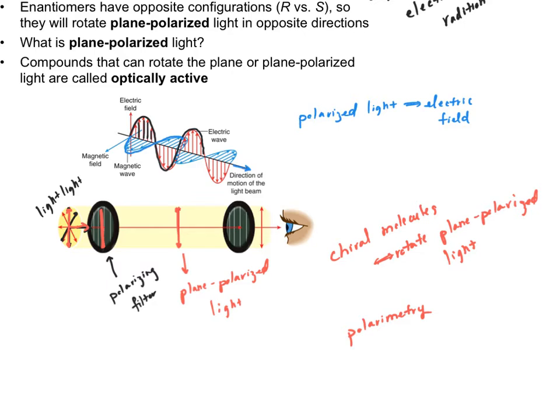Okay, so any type of molecule that actually does rotate plane polarized light, these guys are said to be optically active. So any type of solution that has a molecule in it that actually rotates plane polarized light, these are optically active molecules.